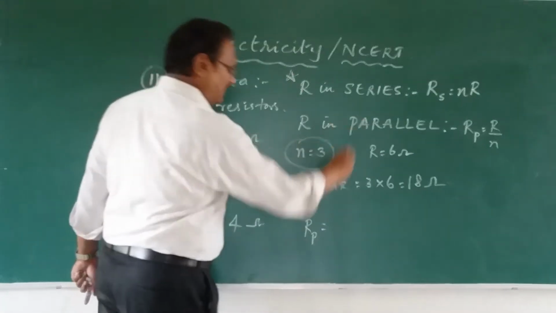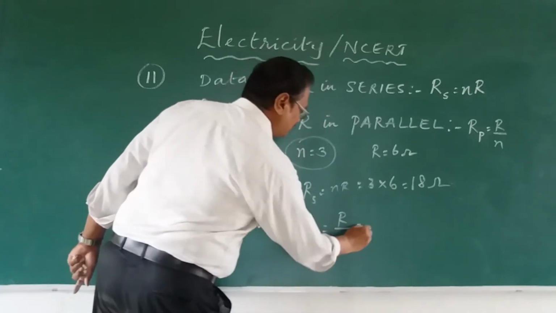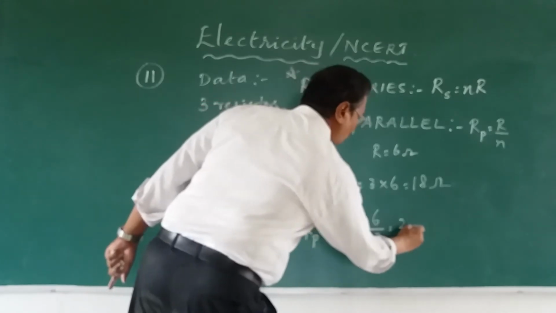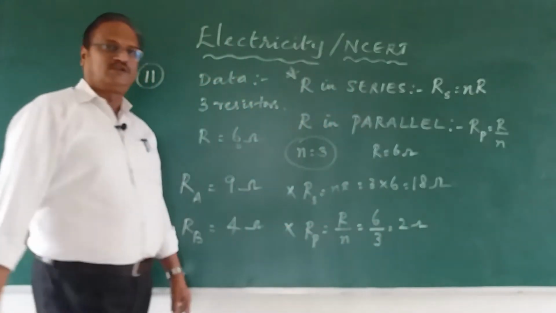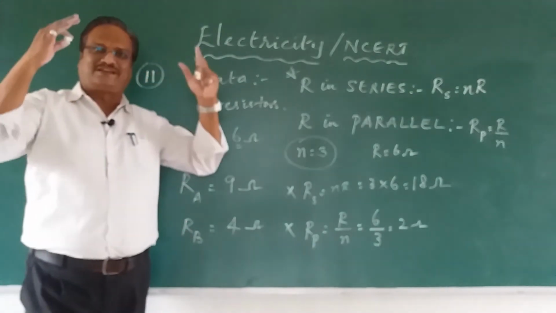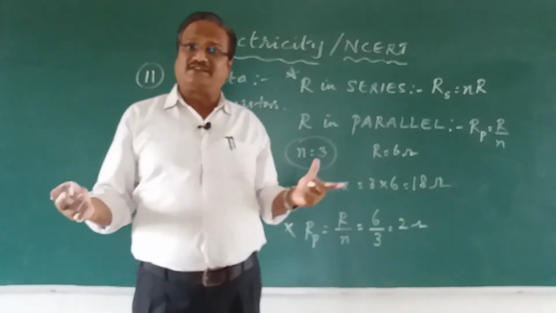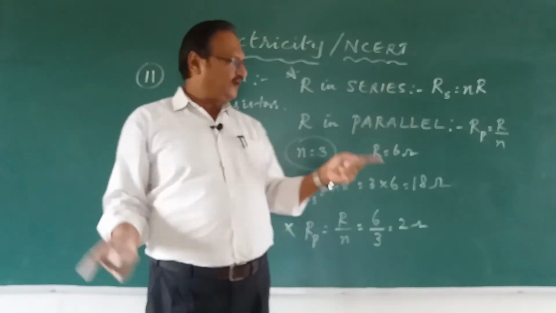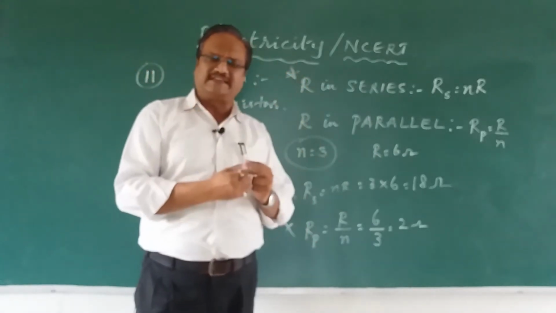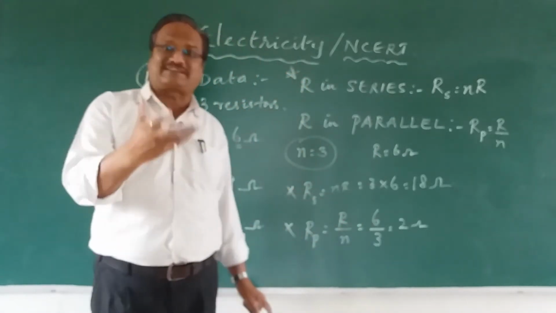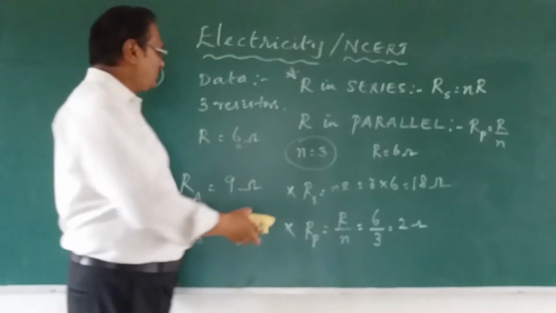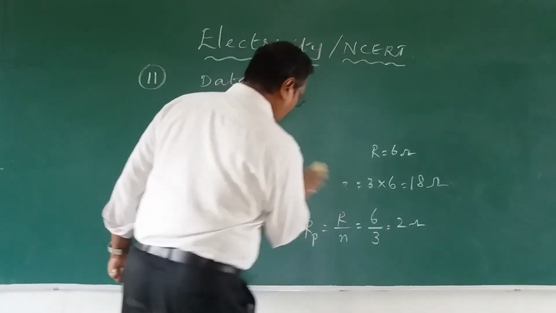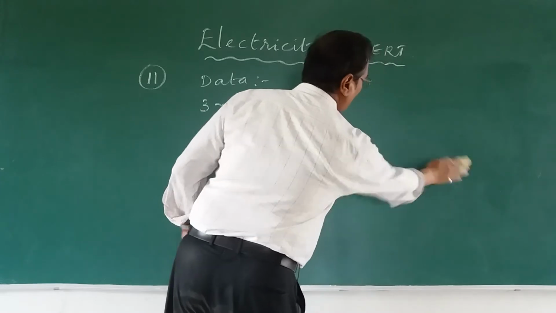Rp parallel is R upon n, where R is 6. How many resistors are there? n is 3, so that is equal to 2 ohm. Oh, this is also not there. So we have to think how can we connect it then? We know there are only 2 possibilities, one is series, another is parallel. If I connect all of them like this, the answer is not coming to what is being asked. So I am going to attempt some other combination and try whether it will come or not.